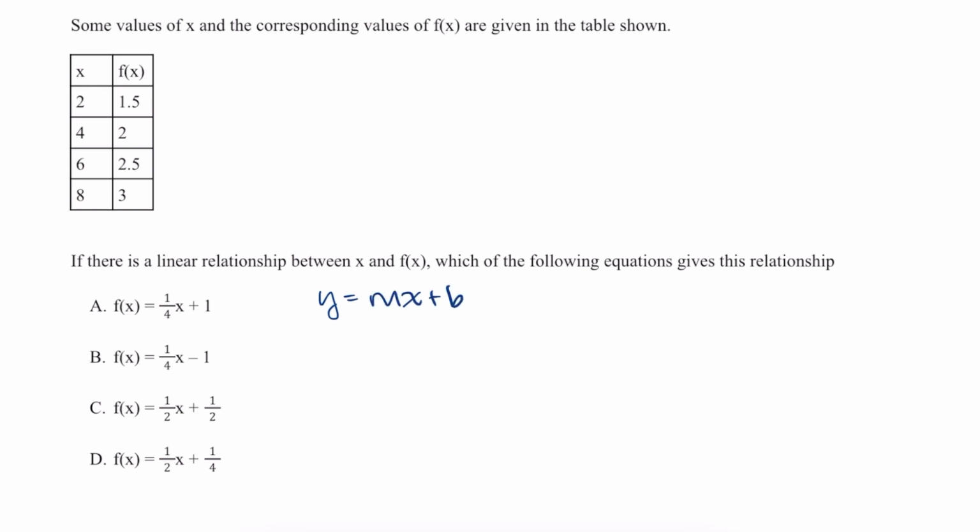So there are two steps to solving this problem. The first is to find the slope, m. m is the change in y over the change in x.